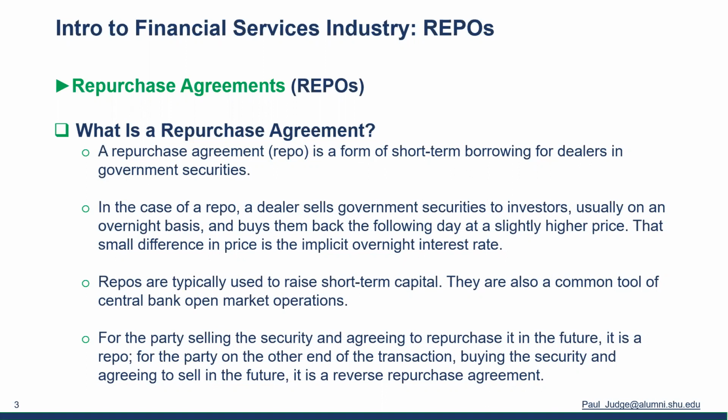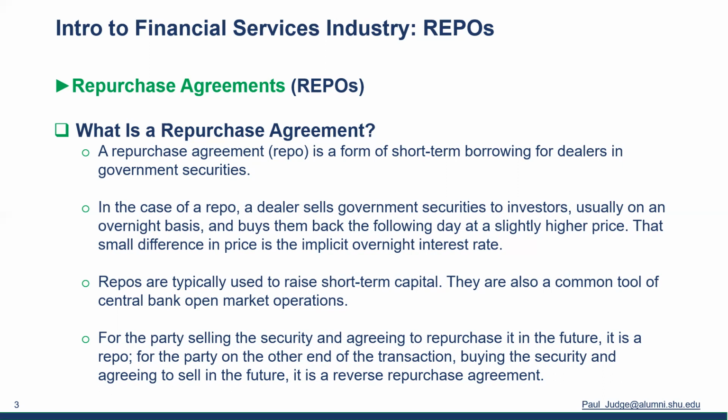In the case of a repo, a dealer sells government securities to investors, usually on an overnight basis, and buys them back the following day at a slightly higher price. The small difference in the higher price covers the overnight interest that would be due in this transaction.